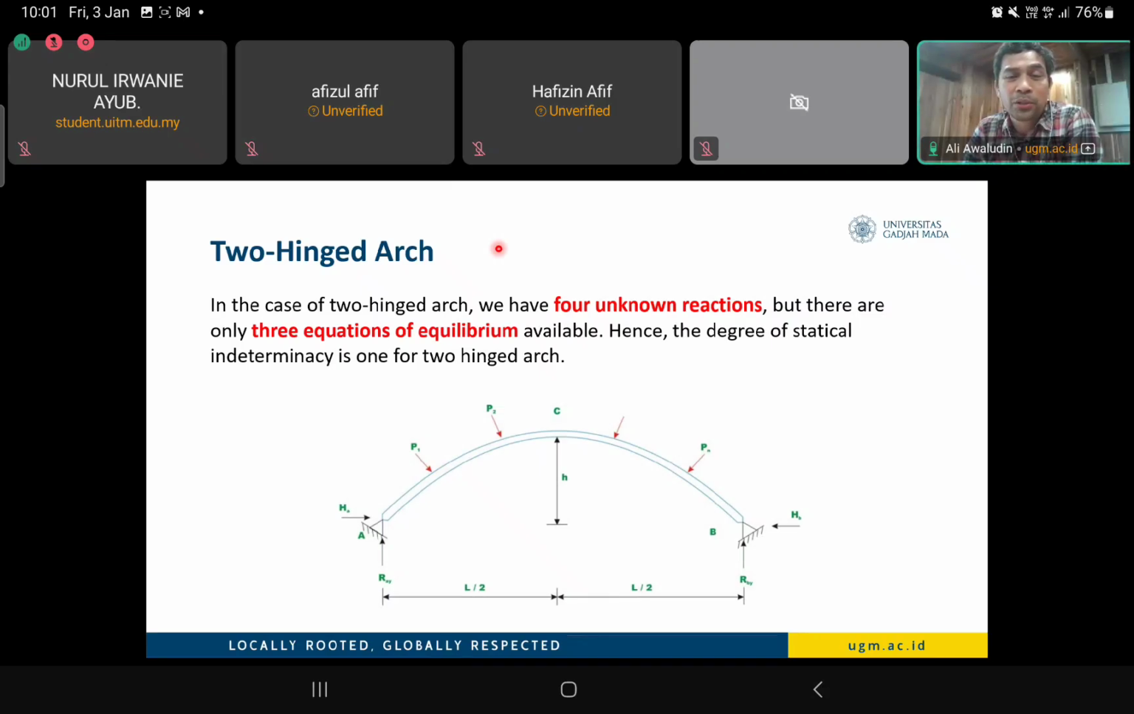Of course, we need some more understanding about this behavior, because we have four reactions coming from supports A and B, and then we have only three equilibrium equations: the sum of forces in the x and y directions equal to 0, and the sum of moments equal to 0 at any point. But we have four unknowns, so we need one more equation to solve this problem.